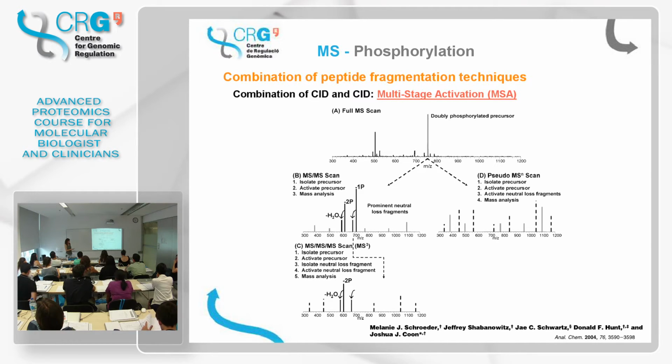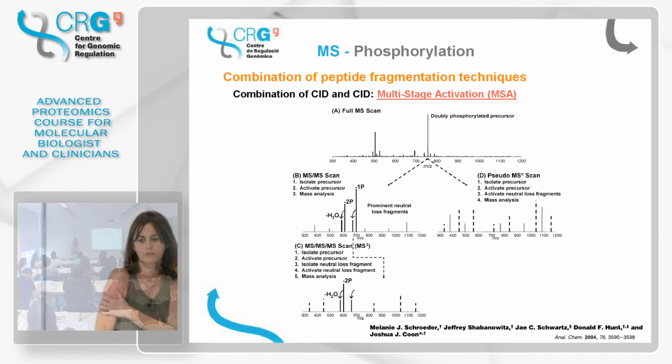So one strategy that is performed quite commonly is this double CID fragmentation, which is called multi-stage activation. Maybe you have heard about this, MSA or multi-stage activation, if you work with phosphopeptides and they tell you, oh, we have analyzed this with multi-stage activation.